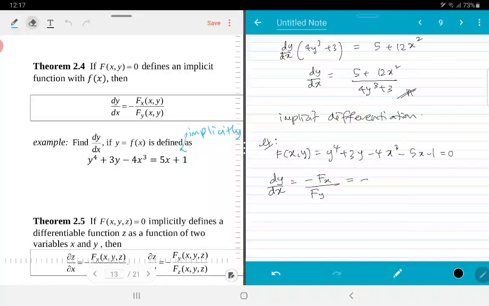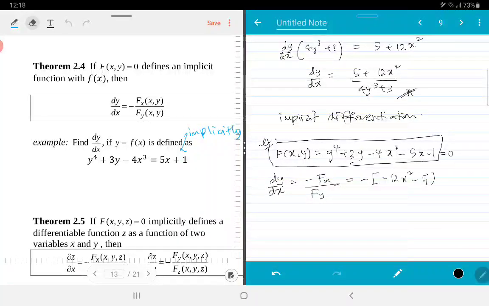For partial f partial x, we differentiate this with respect to x by holding y as a constant. So that will give us 0. The first term will give us a 0, second term also 0, the third gives us negative 12x squared, and the next term is negative 5. In the denominator we have partial f partial y, so now we differentiate with respect to y, so we get 4y cubed plus 3. Simplify this, we get 12x squared plus 5 over 4y cubed plus 3. We got the same answer as using implicit differentiation.